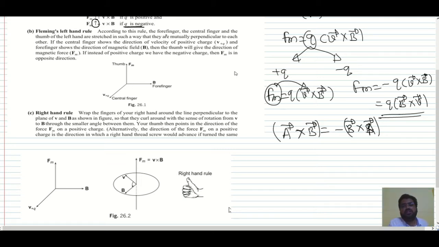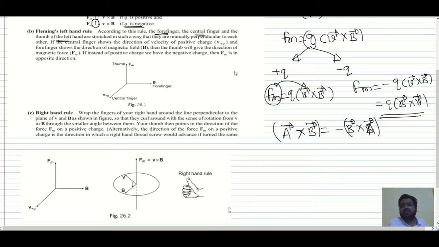So according to this rule, the forefinger, the central finger and the thumb of the left hand are stretched in such a way that they are mutually perpendicular to each other, like this, right? Like this, mutually perpendicular to each other. In any sense, they are mutually perpendicular, as you can see. Okay.